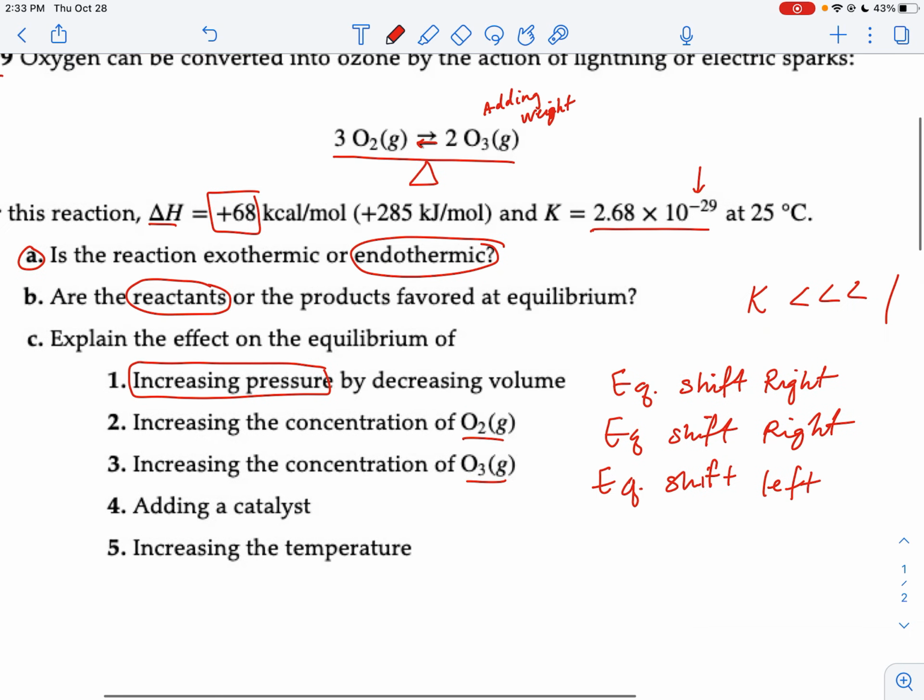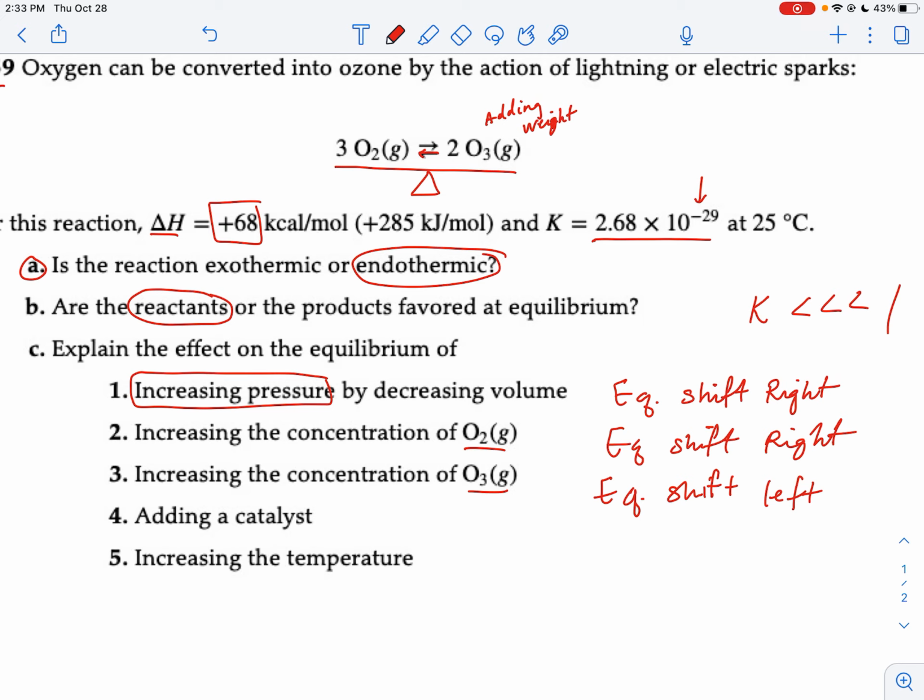Okay, adding a catalyst. What is that going to do to equilibrium? Nothing. It will make the reaction reach equilibrium faster, but it will actually not shift equilibrium at all. So if you want to think that's a trick question, but catalysts aren't involved in the reaction. They're not either a reactant or a product, so they're not going to shift equilibrium either way.